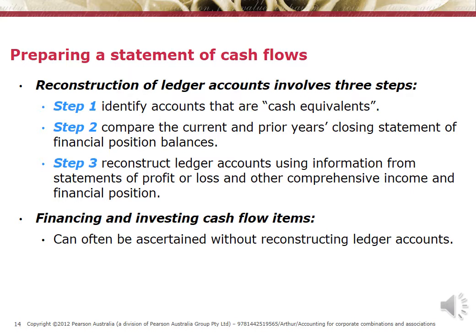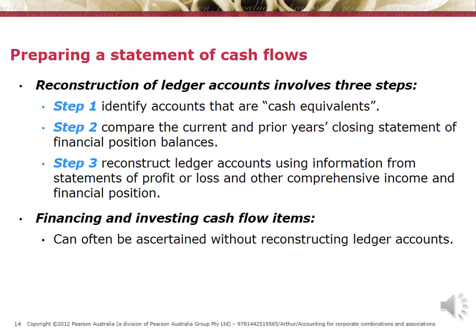So reconstructing the accounts involves 3 steps. The first step is to identify the accounts which are considered cash equivalents. Then compare the current and prior year's closing balances within the statement of financial position. And then the third step, reconstruct the accounts using the information provided from the statement of profit and loss and other comprehensive income and the statement of financial position. And I guess use any additional information provided in the question where necessary.